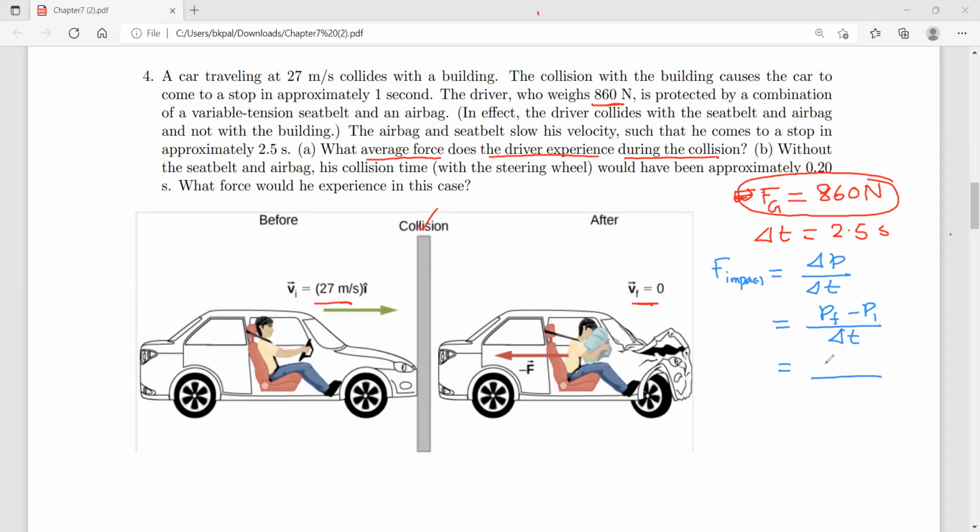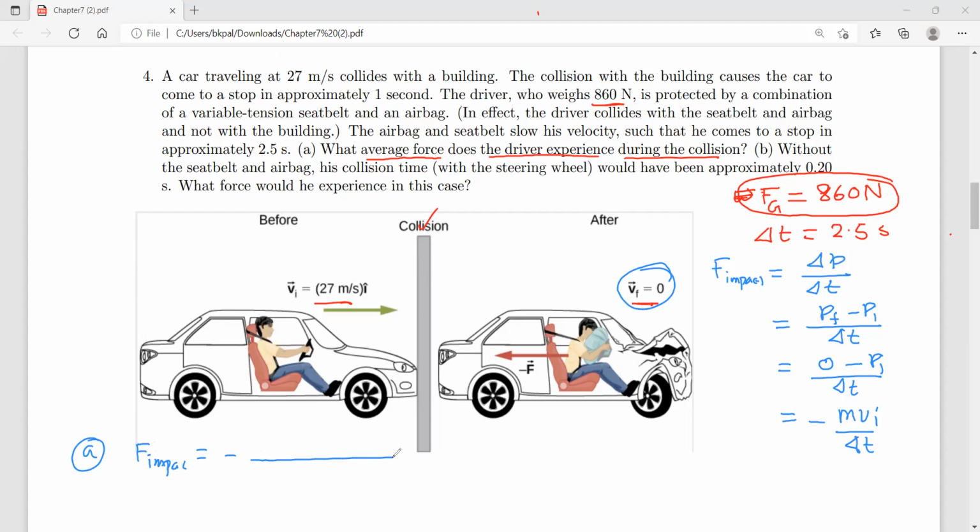Okay, P final is 0, right? Why is it 0? Because the final velocity is equal to 0. Because the final velocity is equal to 0, the final momentum is also equal to 0. So this equation is m v i over delta t. So the impact force is equal to negative mass times the initial velocity divided by the time. Okay. So for A, the impact force will be minus.